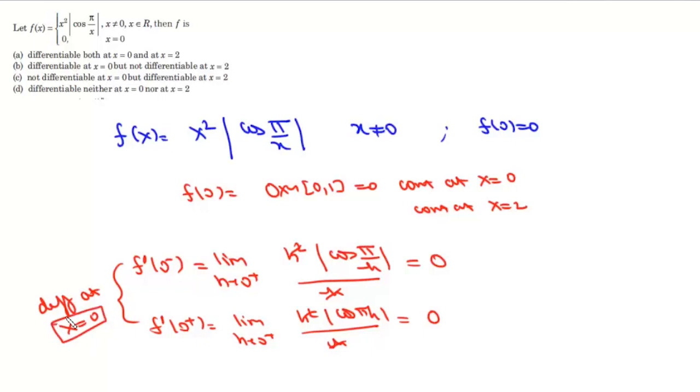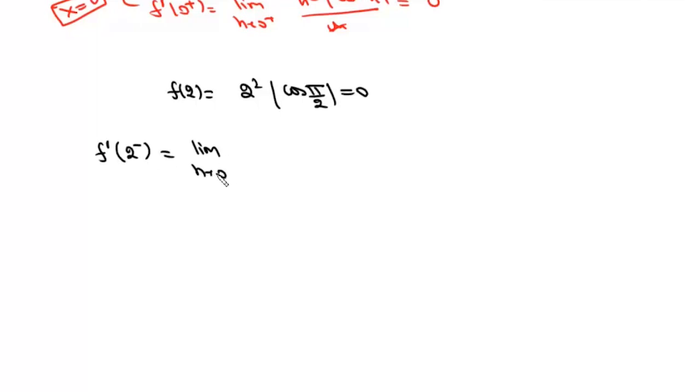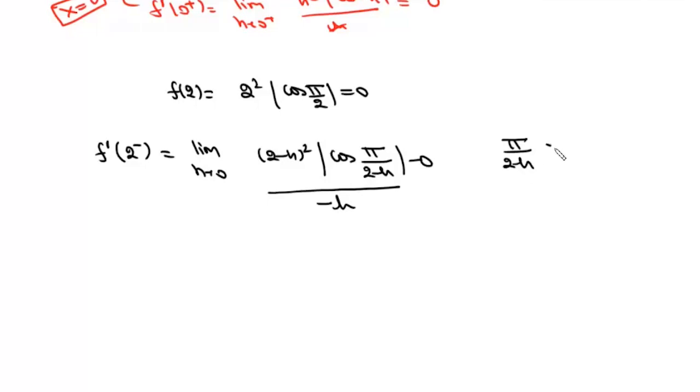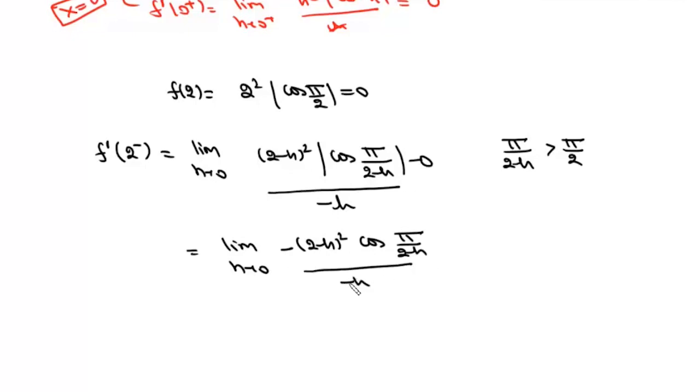Now we have to check its differentiability at x equals 2. Now if we look at f of 2, it will be 2 square mod cos pi by 2, and cos 90 is 0. Now if we look at its left hand derivative, f dash 2 negative, it will be this limit h tends to 0, 2 minus h whole square mod of cos pi upon 2 minus h, minus 0, upon minus h. Now pi by 2 upon 2 minus h will be greater than pi by 2. That means this angle is in the second quadrant, and in the second quadrant cos is negative. So it will be this limit h tends to 0, 2 minus h whole square, and then it will be this minus cos pi upon 2 minus h, upon minus h. This minus and minus will cancel.